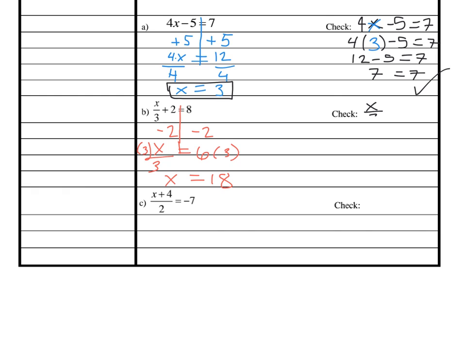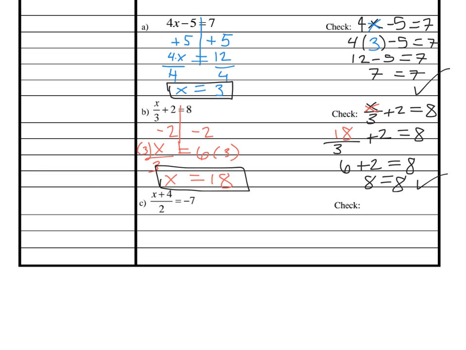x divided by 3 plus 2 equals 8, and we're going to substitute where our x is with what we got, which we got 18. So 18 divided by 3 plus 2 equals 8. Order of operations, so we simplify. 18 divided by 3 is 6, plus 2 equals 8. 8 equals 8, so we know our answer is correct.